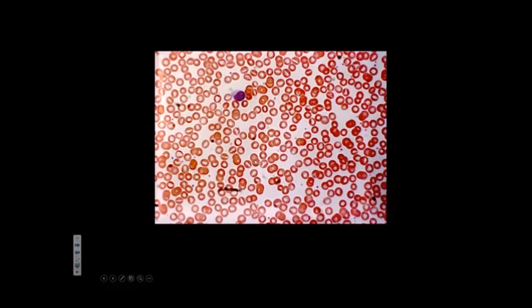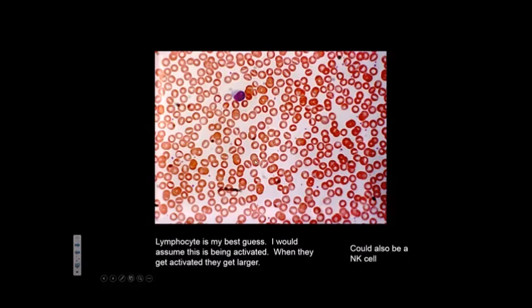I would guess a lymphocyte. And I guess it's a lymphocyte because you see a little bit of cytoplasm and the nucleus is not lobulated. It's kind of old. So that leans more towards a lymphocyte than a monocyte. And because it's so large compared to the red blood cells, it could be a natural killer cell.